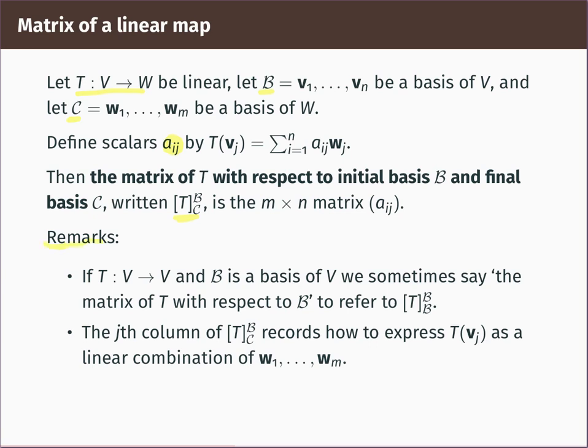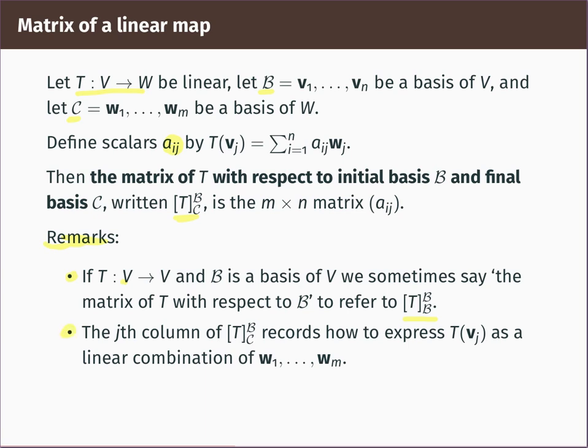So two remarks on this definition. First of all, we use a slightly different terminology when we're thinking about a linear map from a vector space V to itself, where we use the same initial and final bases. So if we have a linear map T from a vector space V to V, and if B is a basis of V, then we sometimes say the matrix of T with respect to B, just to mean the matrix of T with respect to initial basis B and final basis B.